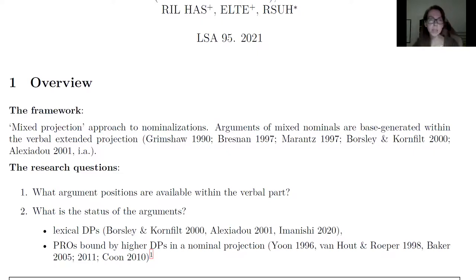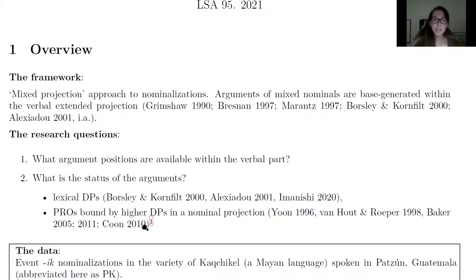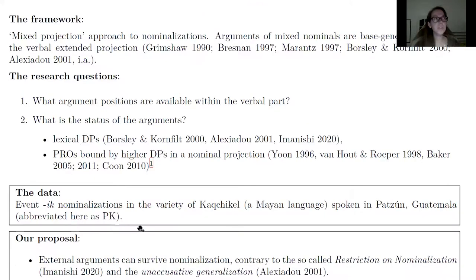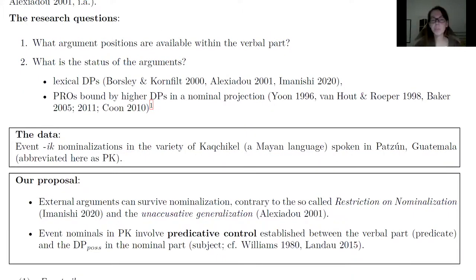The two questions which we will try to answer today with regard to those nominals are the following. The first question is, what argument positions are available within the verbal part? This comes up in Kakchikel because these ik nominals can only be derived out of intransitive verbs. There has already been this quite recent proposal by Imanishi, for instance, that actual external arguments cannot be present at all in those event nominalizations.